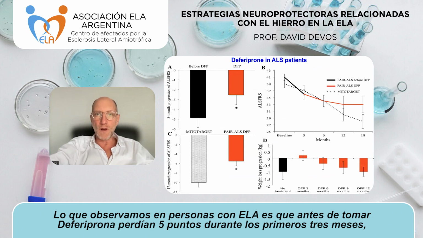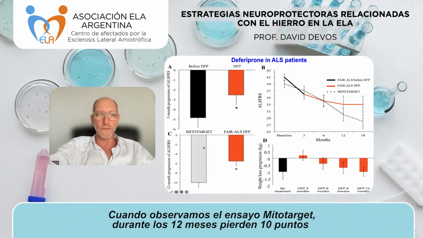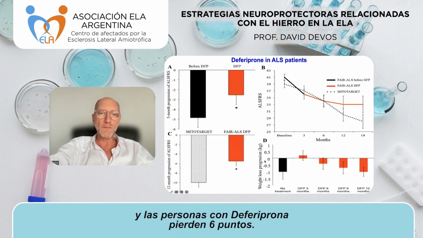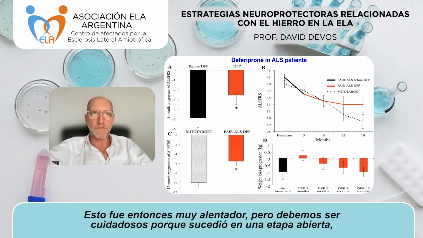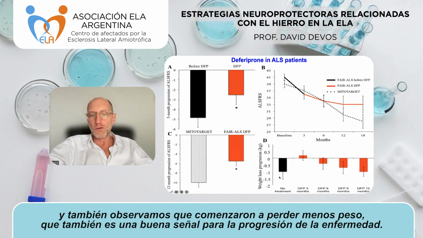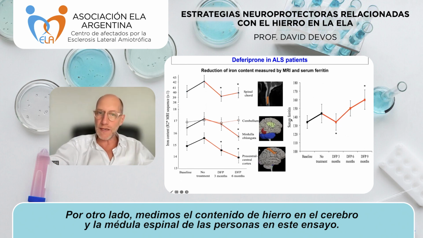What we observed in people having ALS is that before deferiprone, they lose 5 points during the 3 months of survey, and it was only 3 points under deferiprone during the 3 months following the treatment's onset. And when you look at the MitoTarget over the 12 months, they lose 10 points, and over the 12 months, people under deferiprone lose only 6 points. So it was very encouraging, but we need to be careful. It was open label. And we also observe that they're starting to lose less weight, which is also a good sign of disease progression. Interestingly, we measured the iron content in the brain and in the spinal cord of people in this trial.